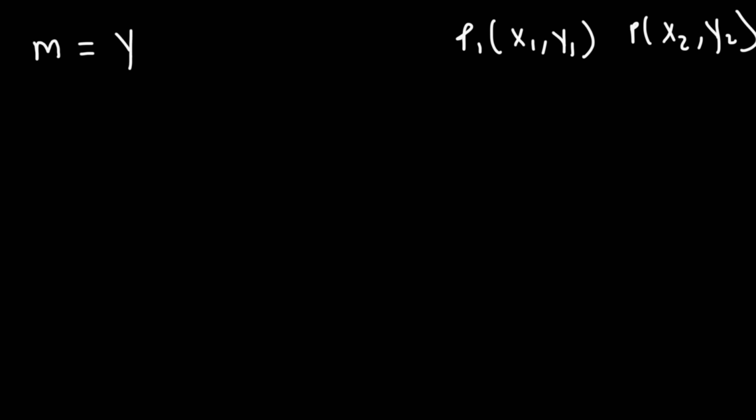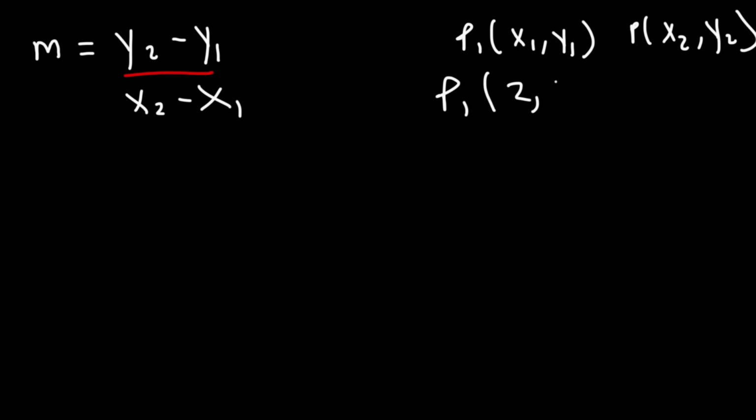Now you can calculate the slope of a line if you know the 2 points. So let's say the first point is x1 comma y1 and the second point is x2 comma y2. The slope of the line is going to be y2 minus y1 divided by x2 minus x1. So here's an example. Let's say the first point is 2 comma 5 and the second point is, let's say, 5 comma 14.